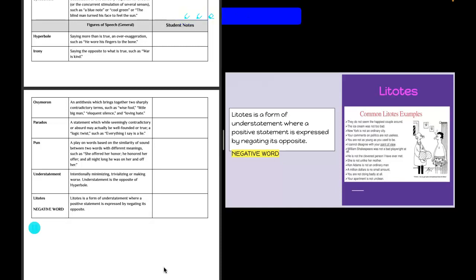And that concludes all of our terms for our poetry toolbox.